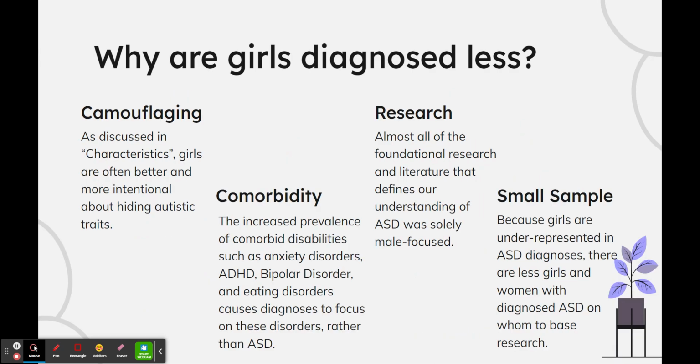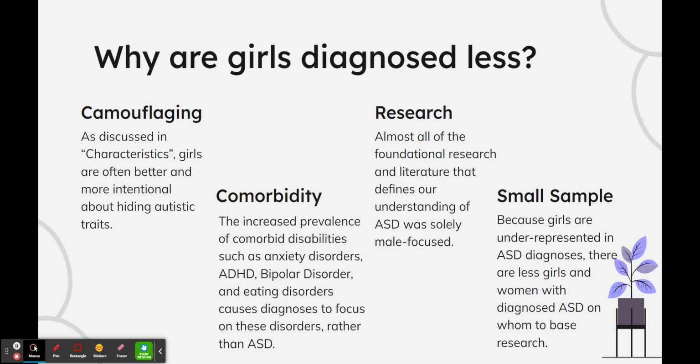Girls are often diagnosed less for a variety of reasons. As we already mentioned, they are better at camouflaging and they are more intentional about hiding autistic traits and characteristics. They also suffer from comorbidity more often. It is more likely for girls and women with autism spectrum disorder to have ADHD, bipolar disorders, anxiety disorders, and eating disorders. These disorders all share common symptoms, and thus it is more likely for doctors to be diagnosing these disorders, as they are somewhat more common than autism in females.